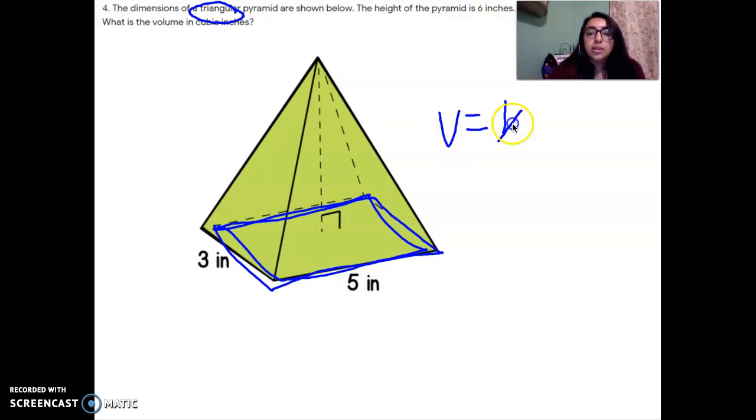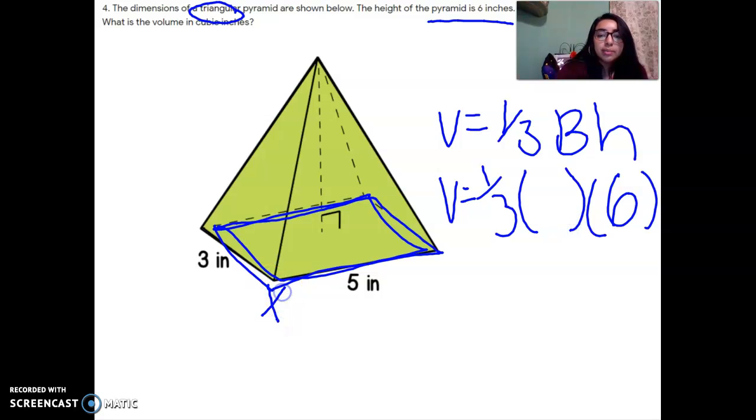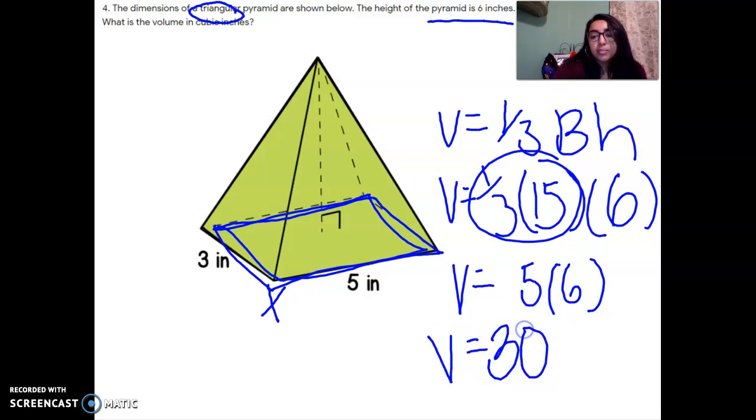So volume equals a third area of the base times height. The height of the pyramid is 6 inches. I'll go ahead and fill that in. The 1/3. Now I just need the area of the base. So 3 times 5 is 15. Well, a third of 15, or 15 divided by 3, is 5. And then 5 times 6 is 30. So the volume of this one is 30 cubic inches.